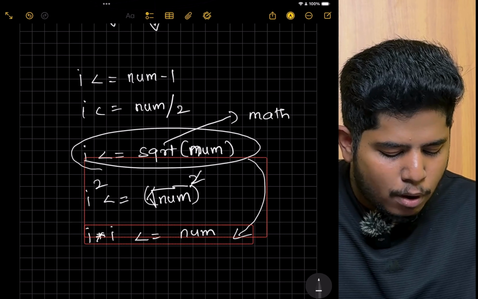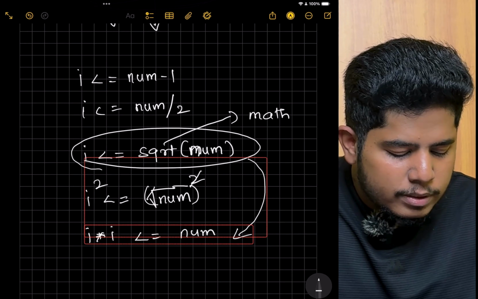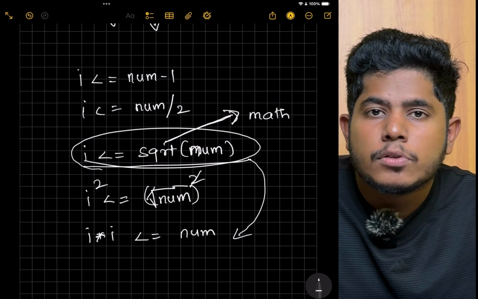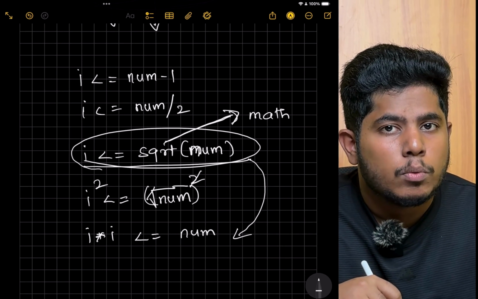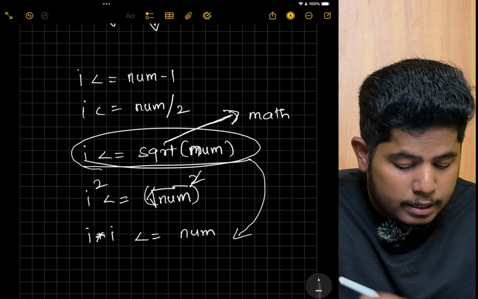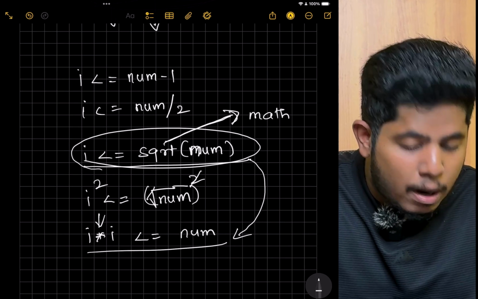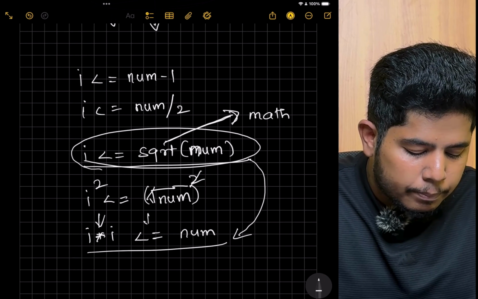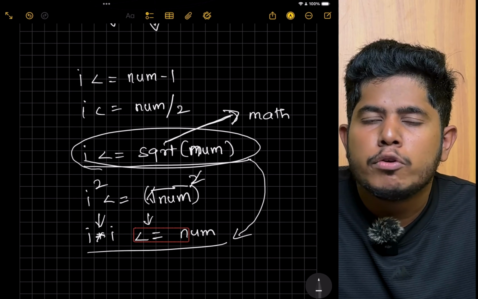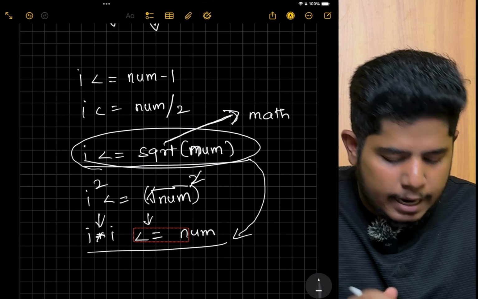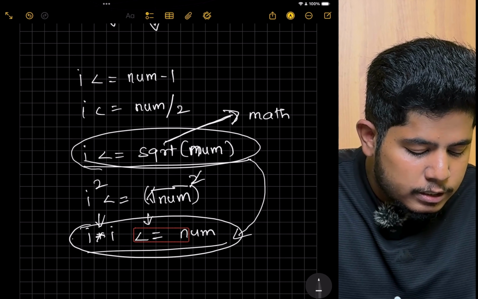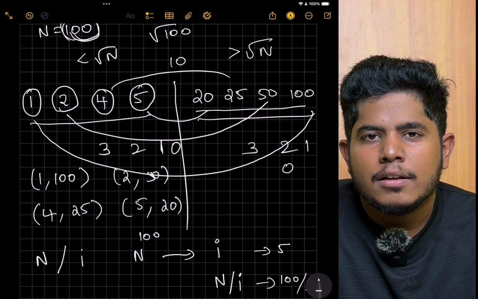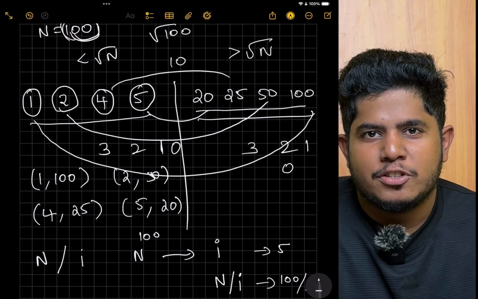But what is the purpose of changing that? Why can't we stick to I less than or equal to square root of num? This inbuilt function, when it is called, has a lot of background logic which will take more time. But coming to this condition, multiplication takes 1 unit of time and less than or equal to takes 1 unit of time. Simple, just 2 units of time. So in terms of time, this way of writing the condition is better than the other way. Hope the concept is clear, and let's jump into the implementation.